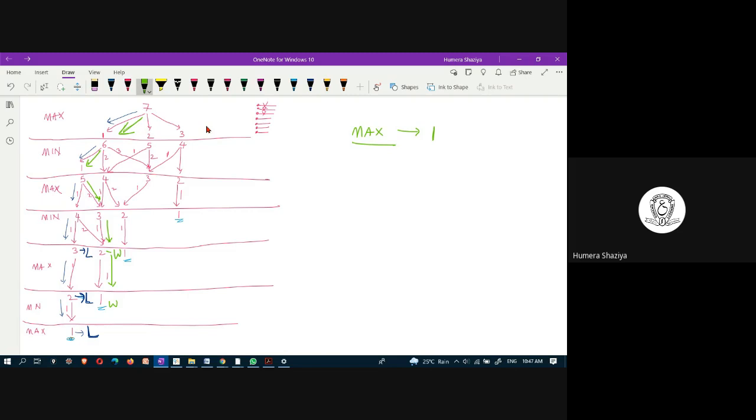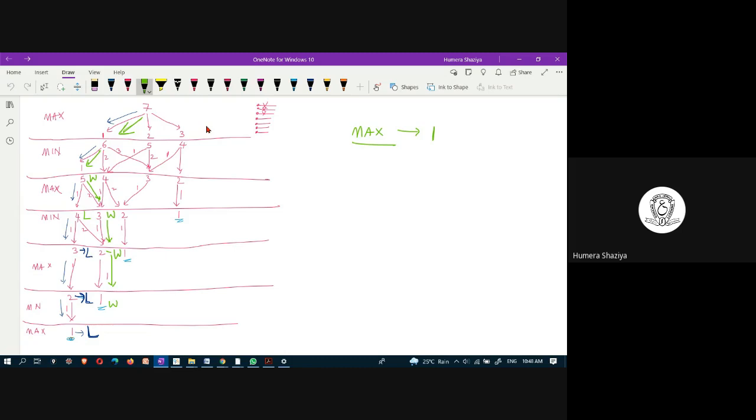And because this is a win, here also it is a win. Because this is a win, here also it is a win. And here it was a loss. This 4 was a loss. Loss for Min will be win for Max. Students, when you do this, you will understand. Don't worry if you don't understand. Anyway, tomorrow we have class. Tomorrow we will discuss again.